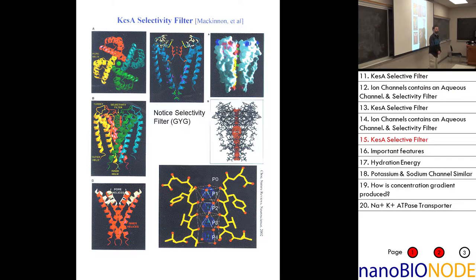So what is the difference between this state and this state to get 10,000-fold? About 9 kT. The difference between this and this, or in this case, between this for potassium and for sodium. 9 kT, which is not that much of a difference. 9 kT, it's like 3 hydrogen bonds, you know, sort of thing. But it makes a tremendous difference.